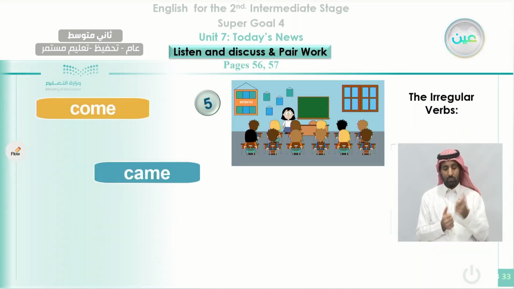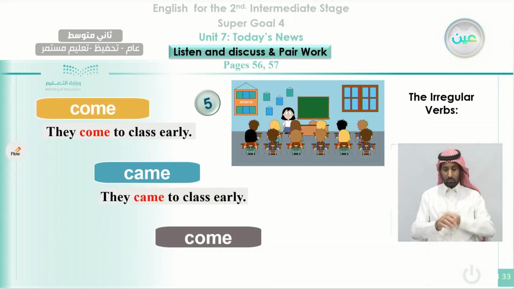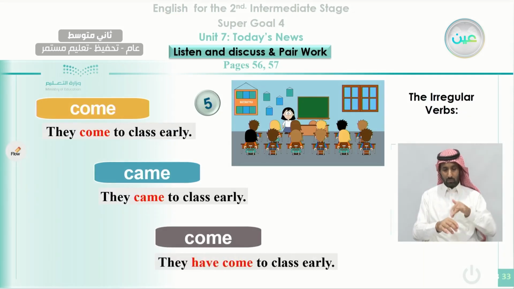Number 5, come, came, come. We use it in the present. They come to class early. In the past, we can say they came to class early, and in the past participle, we can use it. They have come to class early.